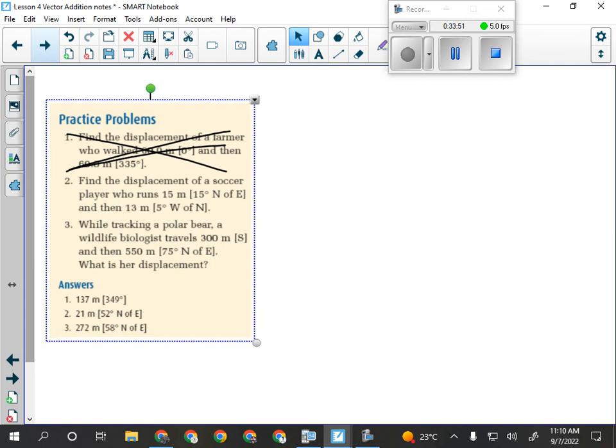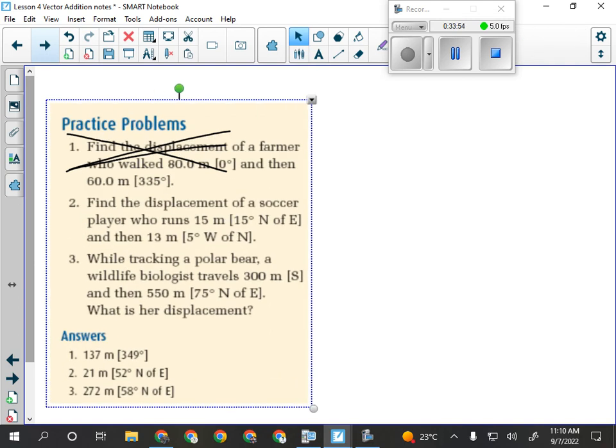I'll make it bigger so you can read it better. Okay, so we're looking for the displacement of a soccer player who runs 15 meters at 15 degrees north of east and then 13 meters at 5 degrees west of north. So there's some backtracking involved in this one. Okay, so scale will be important on this one. It's even more important on the one after that, but for number 2, scale is still important. I'll give you a minute or two, and then I'll draw the diagram, and then I'll give you some more time.